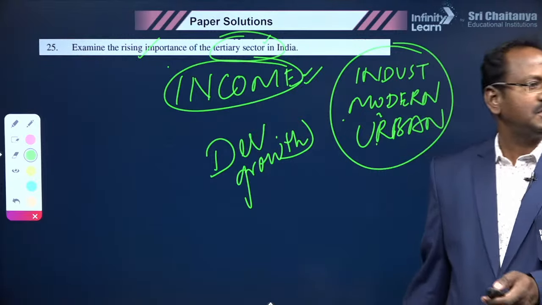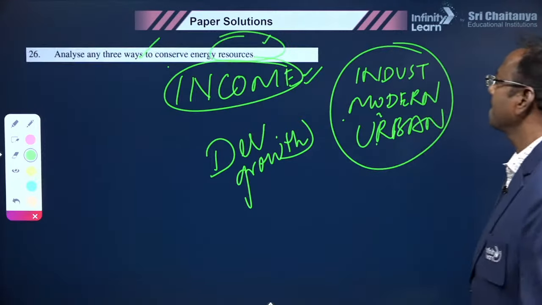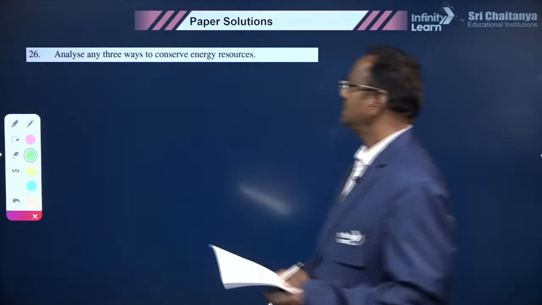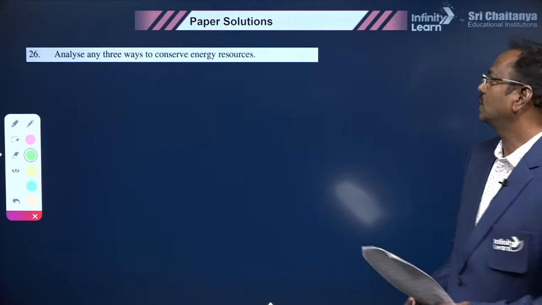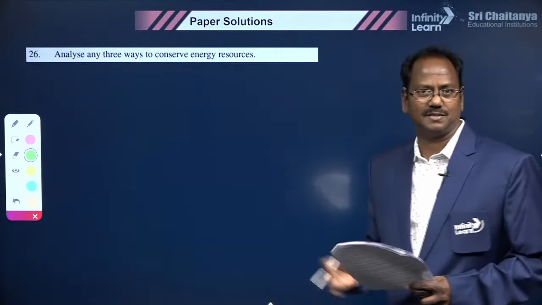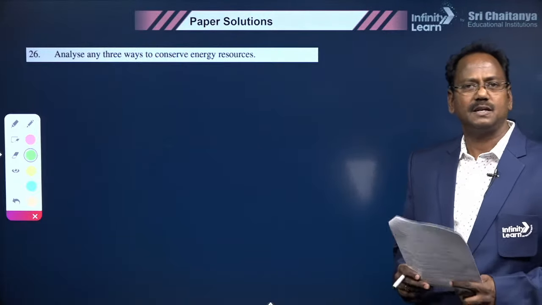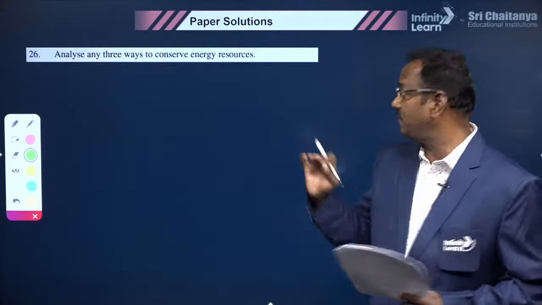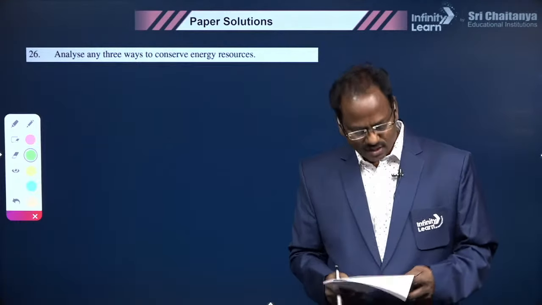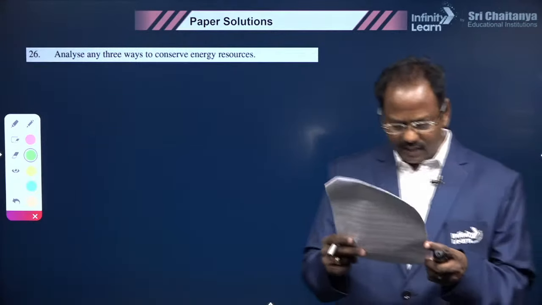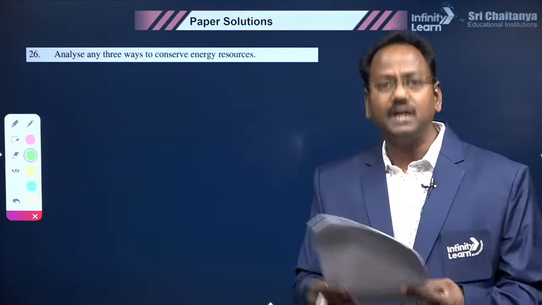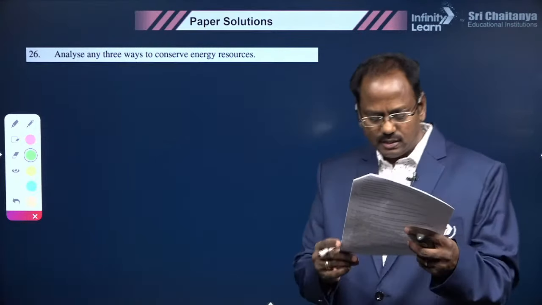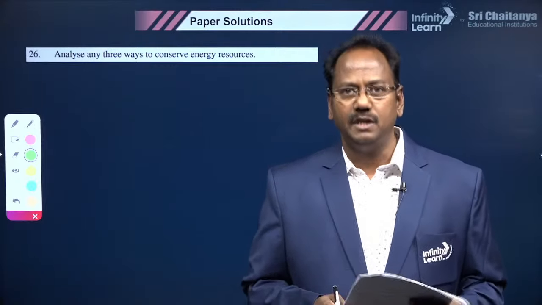And coming to question number 26, my dear. Question number 26: Analyze any three ways to conserve energy resources. This is from the geography lesson, chapter 5, and it's not mineral resources but conservation of energy resources. How can we do it? Analyze any three ways.